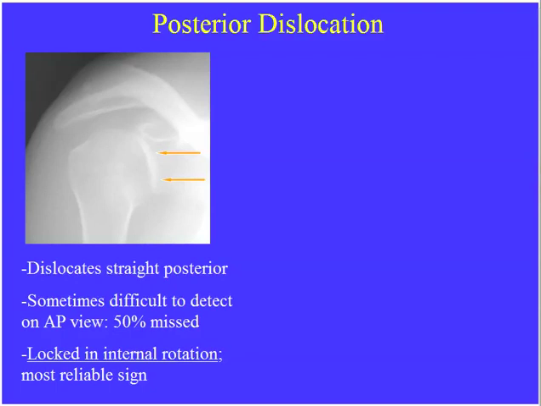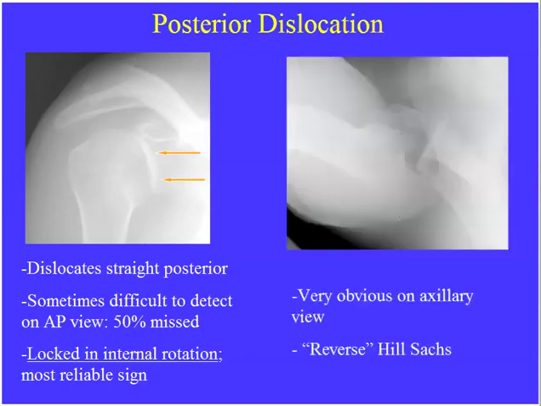So if the tech brings you two films, one marked internal rotation, one marked external rotation, and the film looks identical, then you either have a really bad tech or the patient has a posterior dislocation. So you need to evaluate that further. And the axillary view is a great way to look at that further. With the axillary view, the posterior dislocation becomes very obvious. Here's the glenoid, here's the humeral head sitting posteriorly, and here's the reverse Hill-Sachs lesion associated with that posterior dislocation.